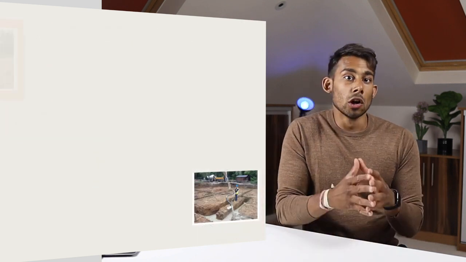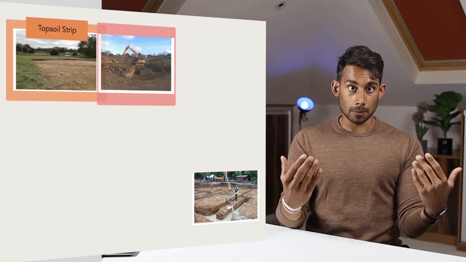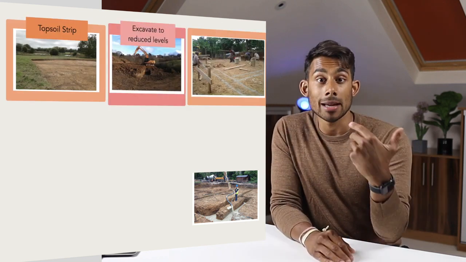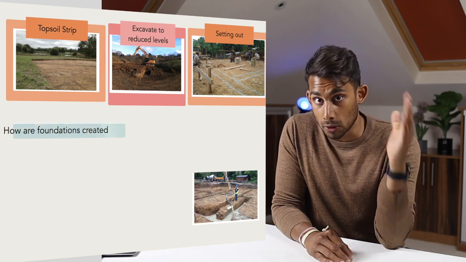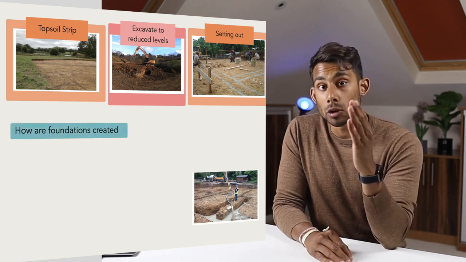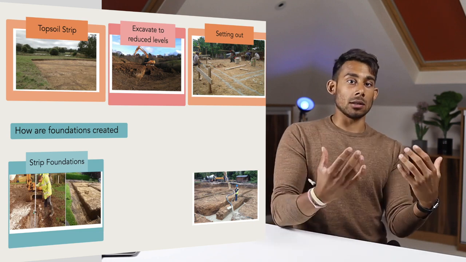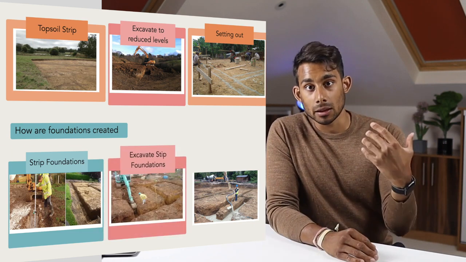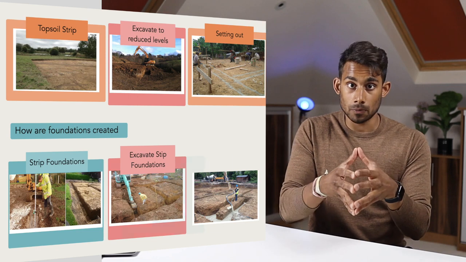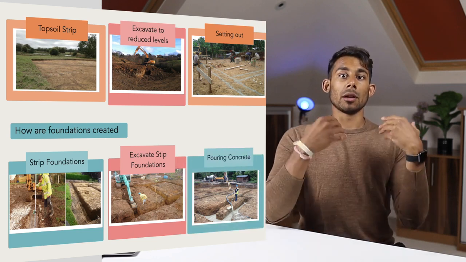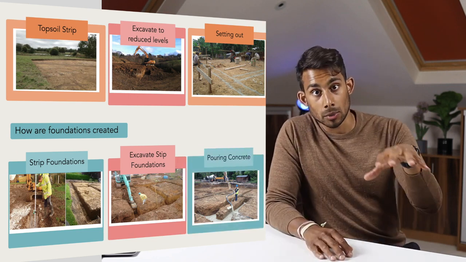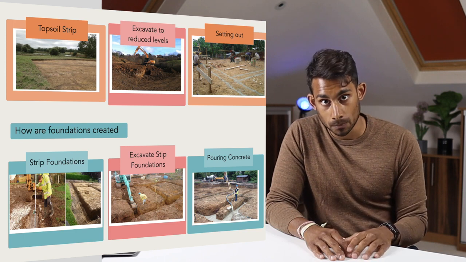Okay, let's now have a look at how foundations are created. Here we have the basic process, starting with the topsoil strip, excavating to reduce levels, setting the site out, and preparing for the foundations. Then excavating the foundations and pouring the concrete. This process would be very similar for all types of foundations, such as strip, pad, and raft foundations.